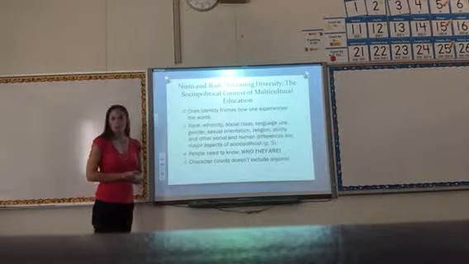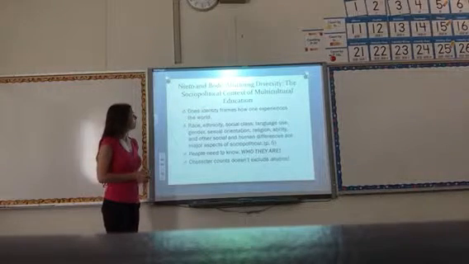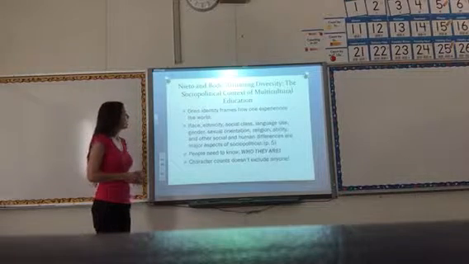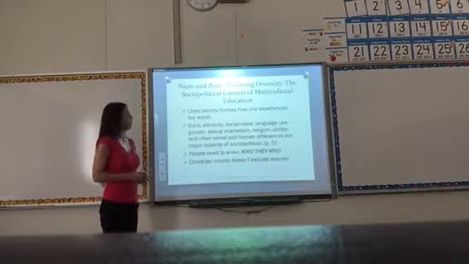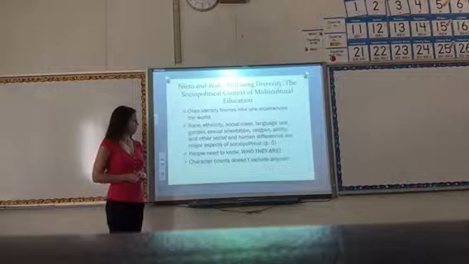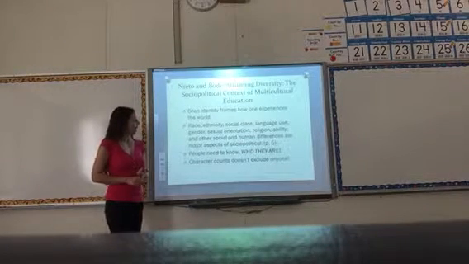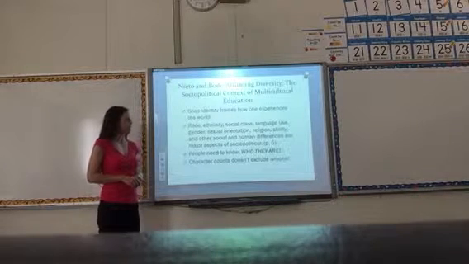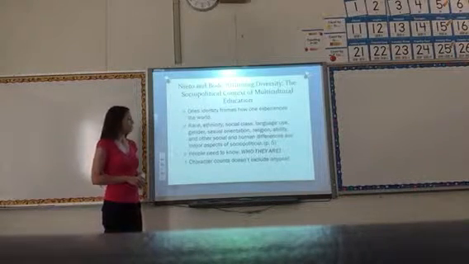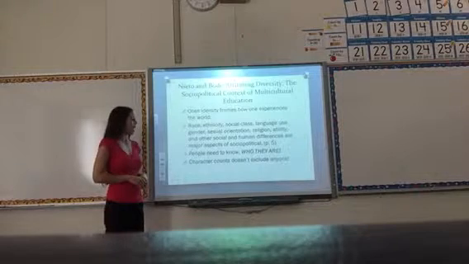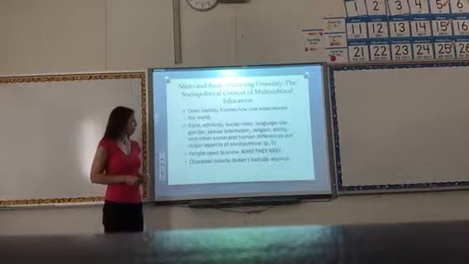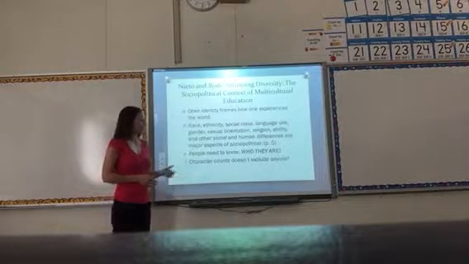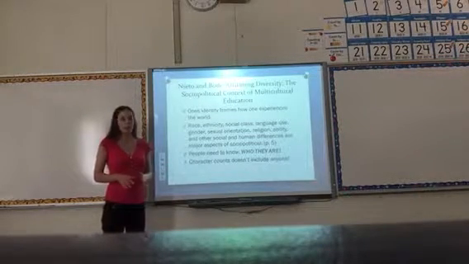Nieto and Bode's book called Affirming Diversity, the Socio-Political Context of Multicultural Education discusses how one's identity frames how one experiences the world. Race, ethnicity, social class, language use, gender, sexual orientation, religion, ability, and other social and human differences are major aspects of socio-political identity. People need to know who they are. Character Counts doesn't exclude any person.